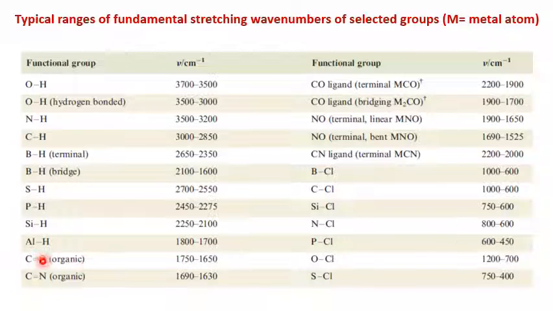When you change the oxygen to nitrogen, the C=N of the organic moiety, you see that the value falls to 1630 to 1690 centimeter inverse. This is also related to the polarity, or dipole moment change. When you change the more electronegative oxygen to the less electronegative nitrogen, you will see that happening.